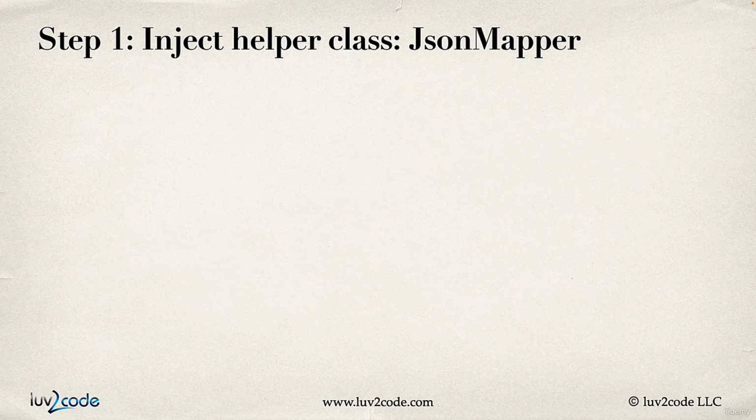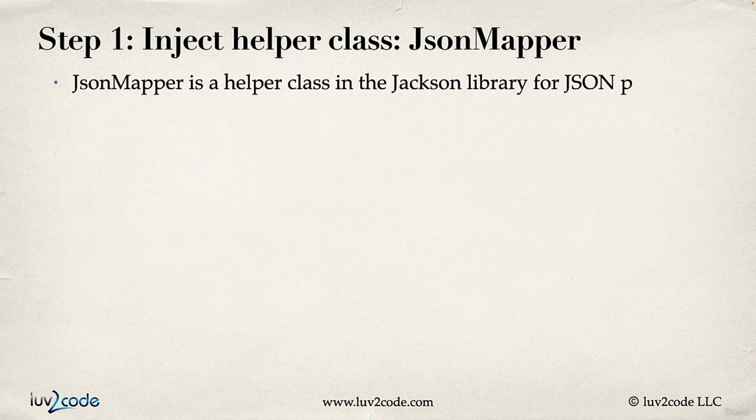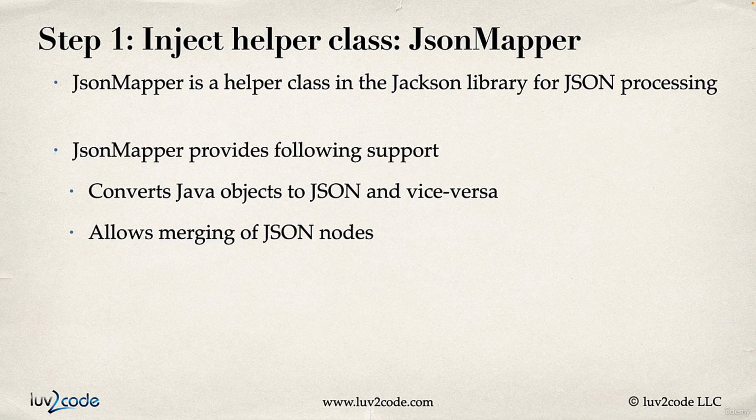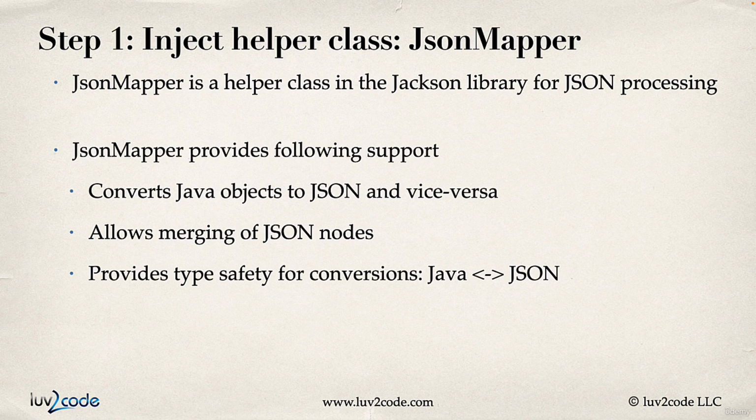Okay, getting started here with step 1 of injecting a helper class JSON mapper. Now, JSON mapper is a helper class in the Jackson library for JSON processing. The JSON mapper provides the following support. It allows you to convert Java objects to JSON and vice versa. It also allows merging of JSON nodes, which is very useful for patching. And it also provides type safety for conversions going between Java and JSON.